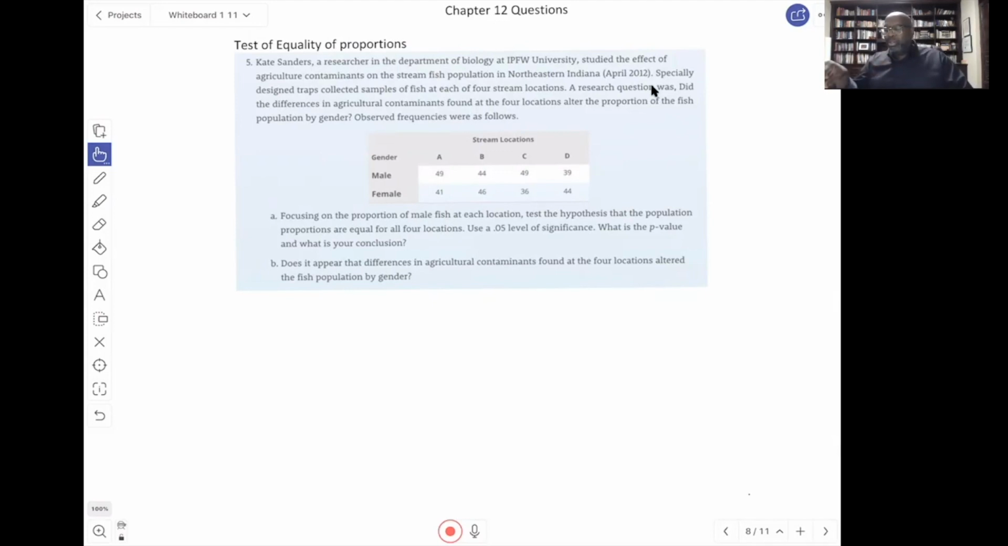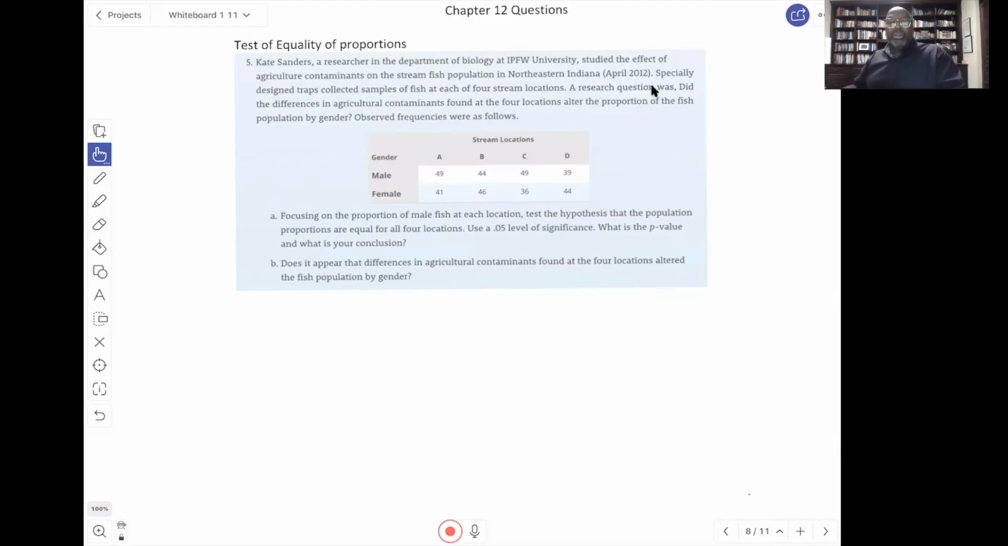Now we'll take the amount of fish caught at each location, multiplied by that 48%, to determine what we should expect, if the proportions are the same, in terms of the number of males collected at each location. And if what we expect to collect is very different from what we actually collected, that's evidence that there is some difference between them. So that's how this problem actually works. Okay, so here's what we do.